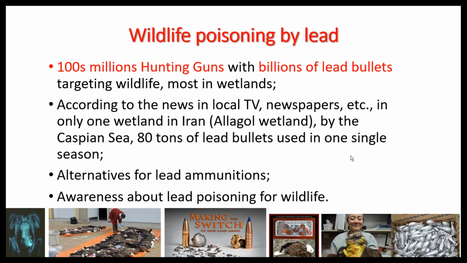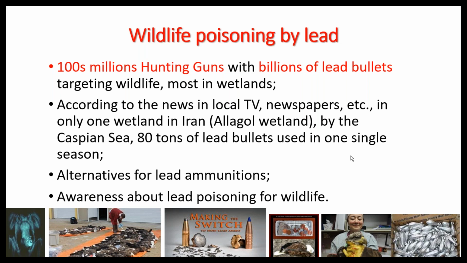As I mentioned, one of the big pollutants generally, as well as in wetlands, is lead. Lead in wetlands is mostly because of lead bullets from hunting. Unfortunately, there are really hundreds of millions of hunting guns with billions of lead bullets targeting wildlife, and most of these are for birds in wetlands.